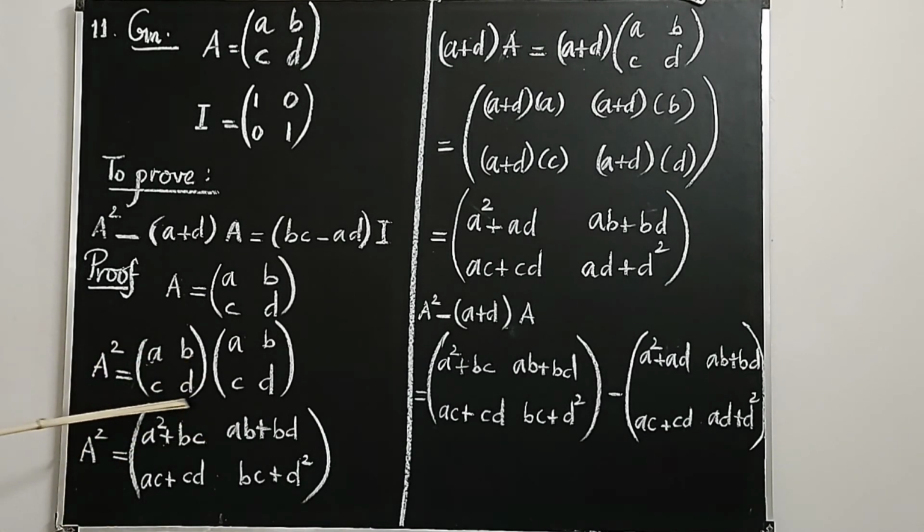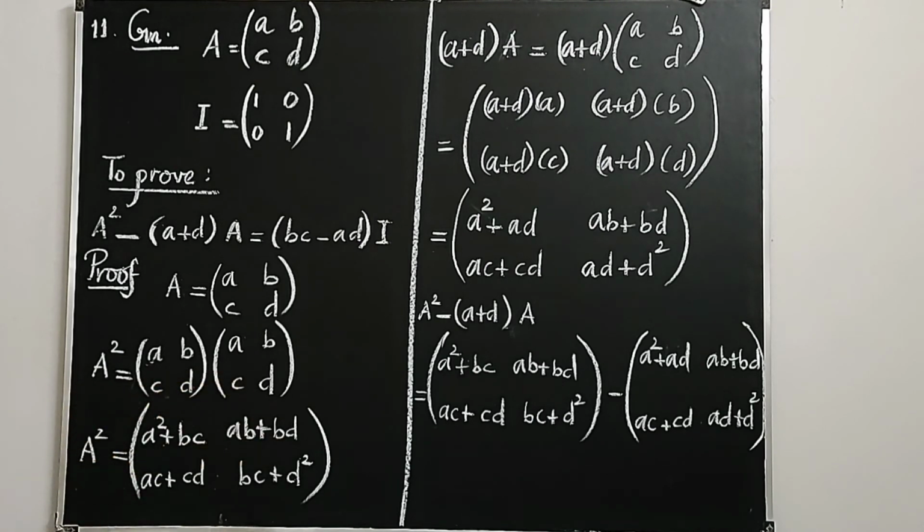Now come to second row, first column. C into A, AC plus D into C, CD. Second row, second column. C into B, BC plus D into D is D square. So now we got the value of A square is equal to A square plus BC, AB plus BD, AC plus CD, BC plus D square.